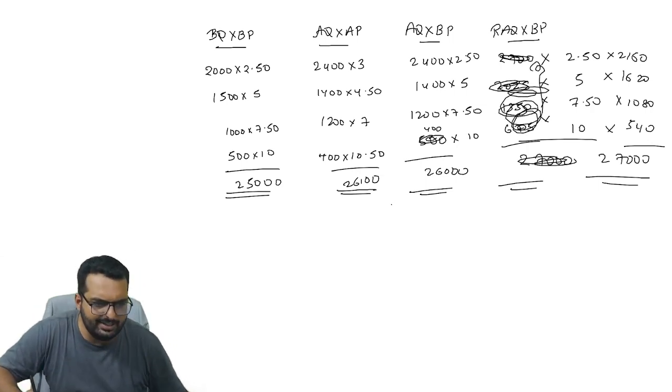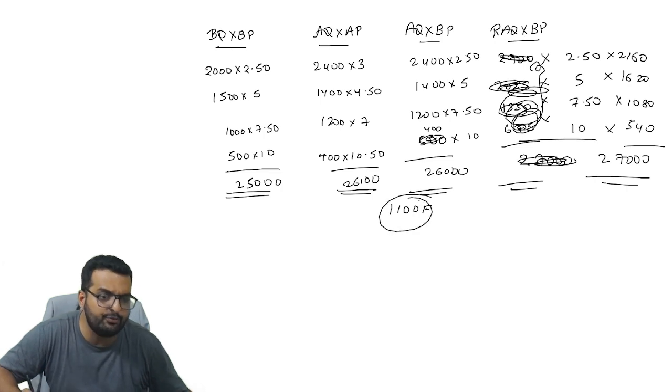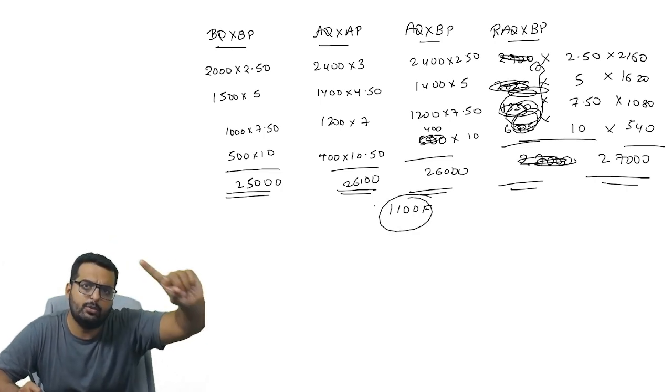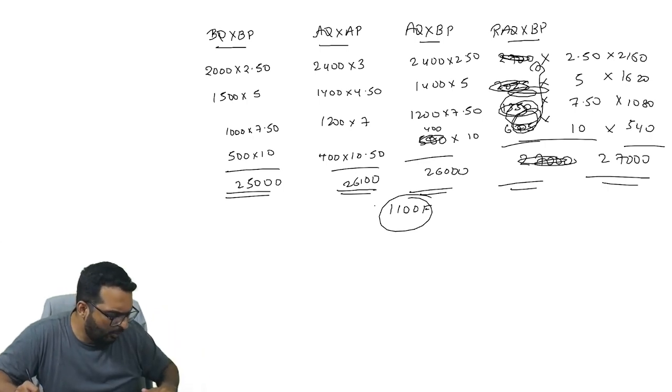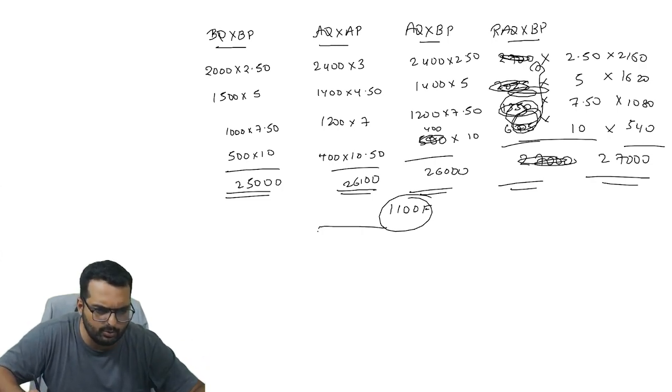Fine. So you will get the answer as 1,100 favorable. 25,000 budgeted sale. Actual sale 26,100. So it is going to be 1,100 favorable. Everybody got that number, friends, correct? Many might put it as adverse. I don't want you to do that.